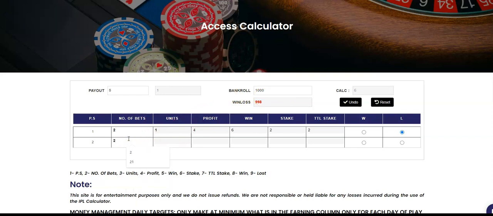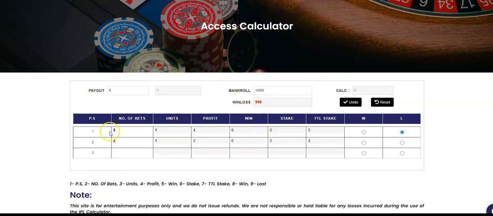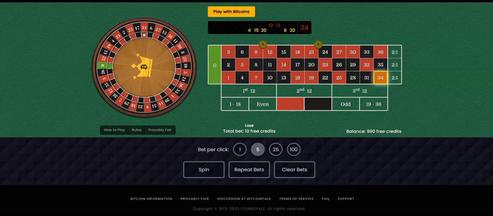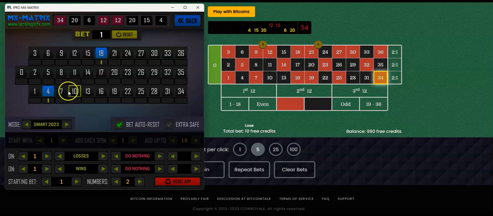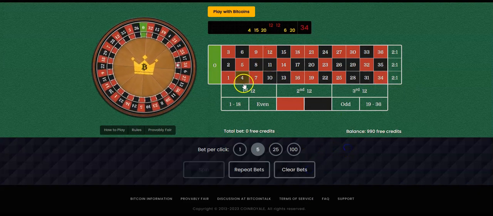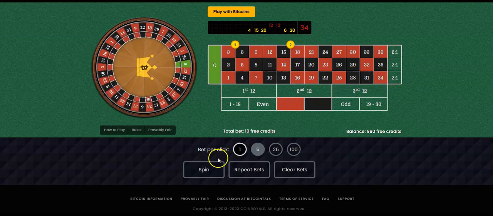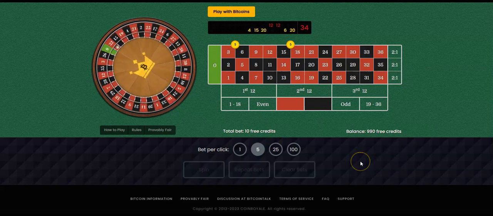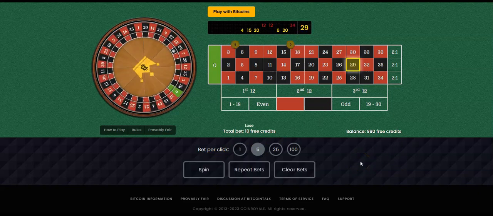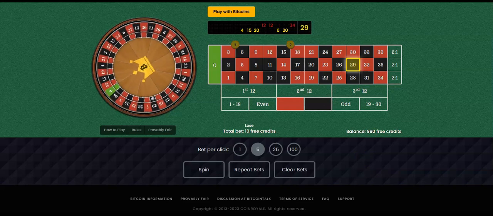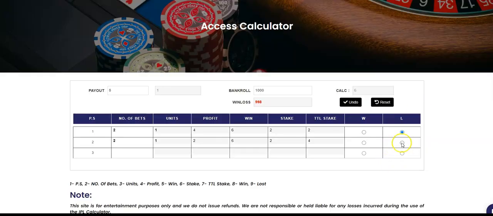So here we go. 2 bets. Number of bets is 2. It's still asking for 1 unit. So we're going to put 1 unit on 4 and 18. 1 unit equals $5, okay? For those of you with a bigger bankroll. With a smaller bankroll, you can use $1. Okay, had another miss. And this is what we're trying to achieve, to show you that you're still going to come out ahead and have a profit.